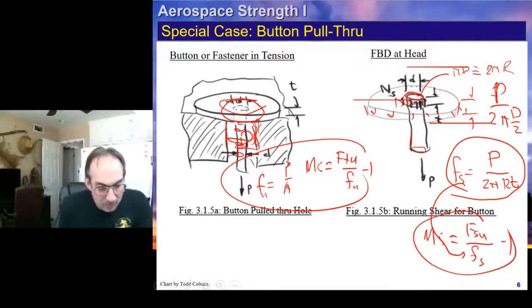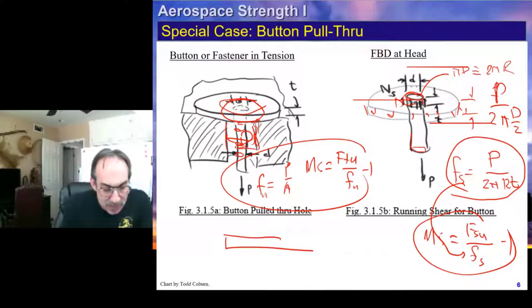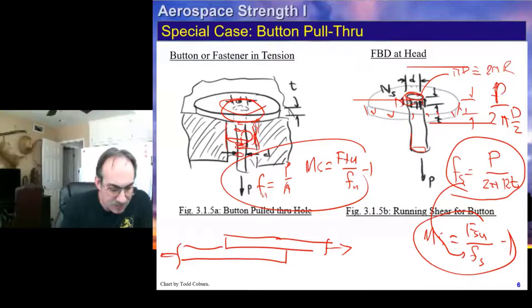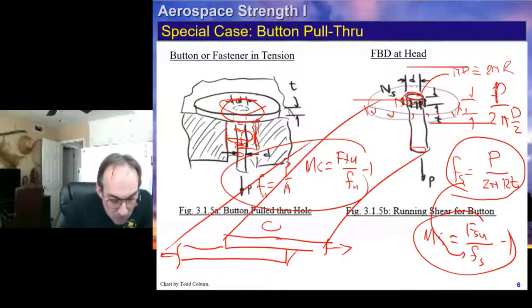Another one we already talked about, let's say we have two plates. Let's say we have a lap splice on an aircraft and they're being pulled like this, right? So this is continuous sheet. It goes on and on and on like this, right? And let's say there's one fastener here. I'm going to go back to our cross-sectional view. Let's say there's one fastener right there.